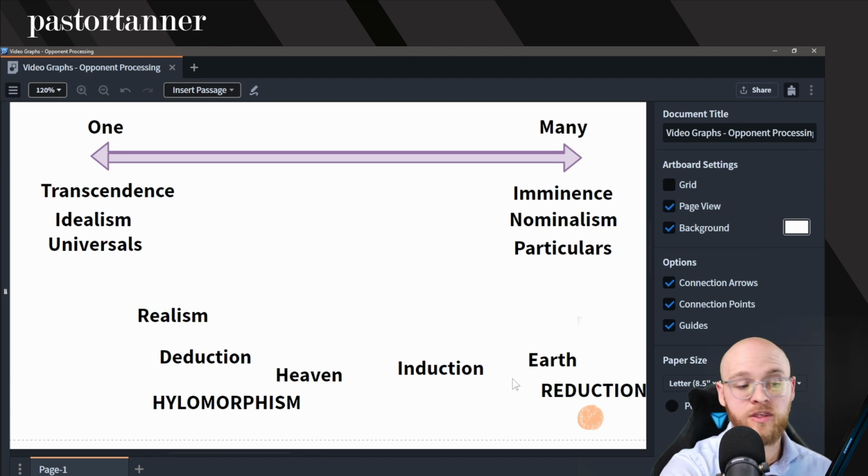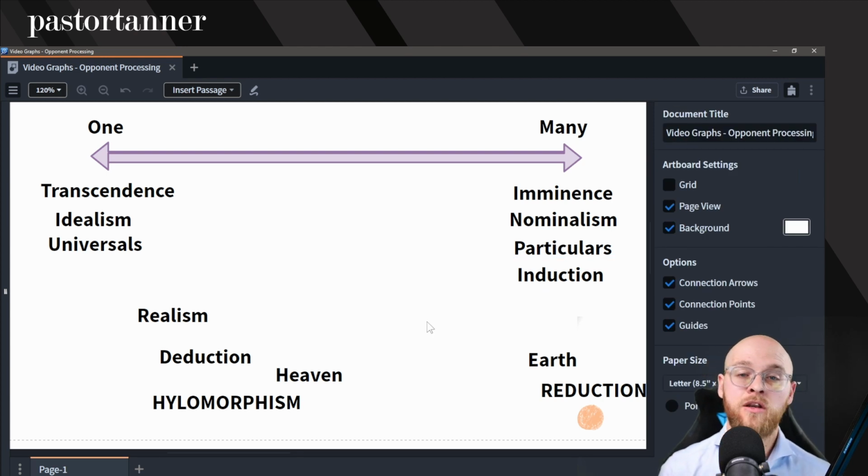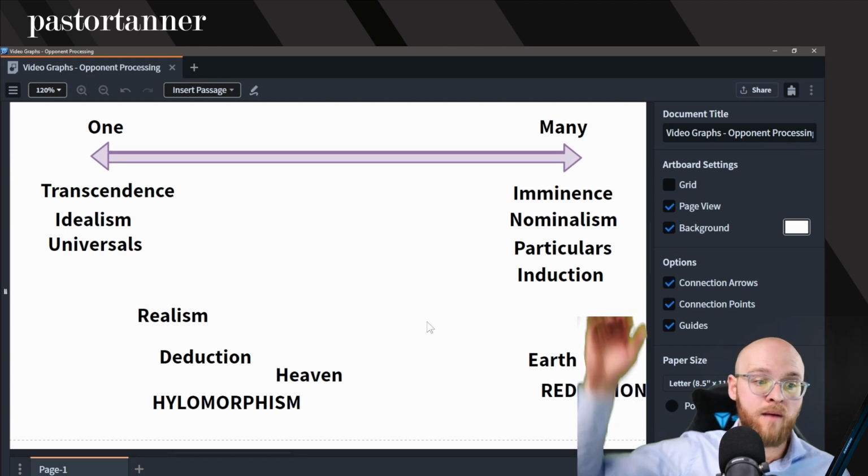Or we can take this into the realm of knowledge. Induction is primarily done through science, and science is done through the many. We look at the particulars, we do experiments, we arrive at knowledge ground up, bottom up.